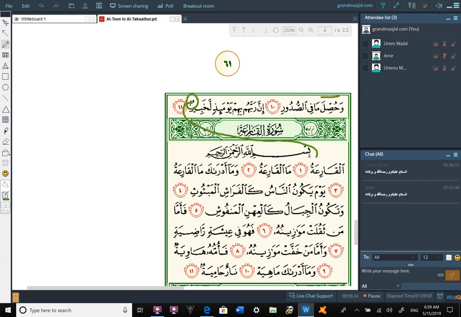Are there any questions of the Arabic or the meanings of the words or the grammar or the meanings as a whole, the tafsir in general, the very basic general tafsir? Okay, I guess there are no questions.